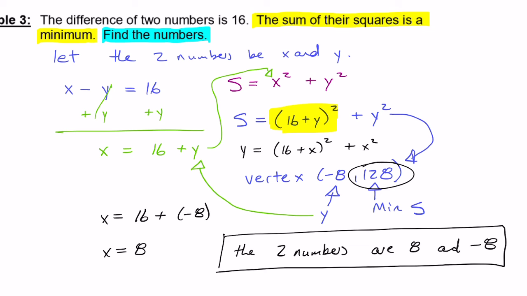So 16 apart, you could go negative 7 and positive 9. 9 squared is 81. 7 squared is 49. 81 and 49 is 130, which is bigger than 128. Any two, they'll always be bigger. This is the smallest.